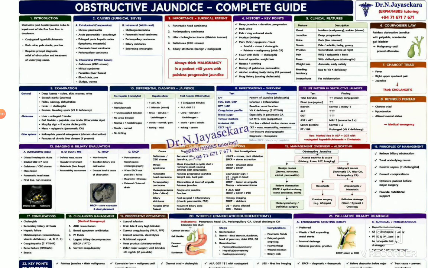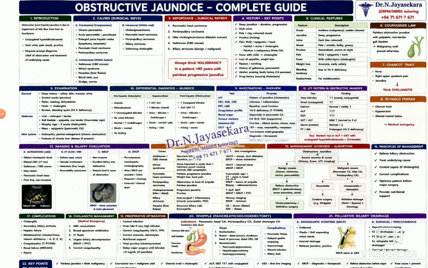Most students try to memorize obstructive jaundice as separate symptoms, separate investigations, and separate surgeries. But actually, obstructive jaundice is one very logical disease process. If you understand the pathophysiology, then you can predict the symptoms, examination findings, blood results, complications, and even management. So today, let's understand obstructive jaundice clinically like a surgeon, not by memorization.